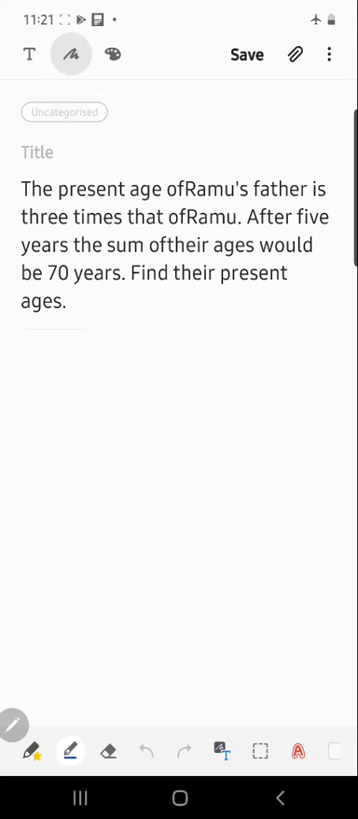Here we don't know Ramu's age or his father's age, both we don't know, but what is the relation given? The present age of Ramu's father is 3 times Ramu's. So how much is Ramu's father's age?